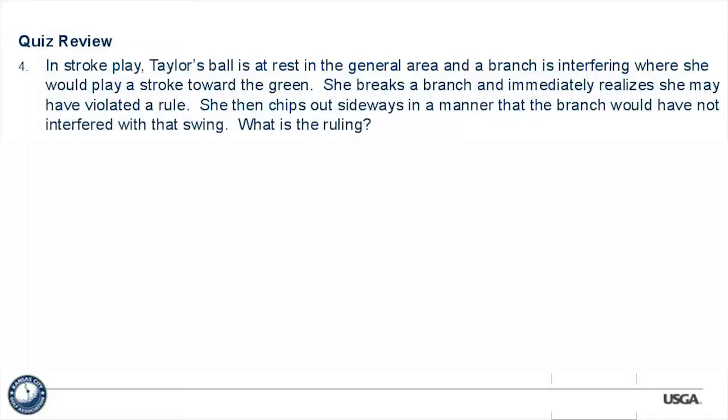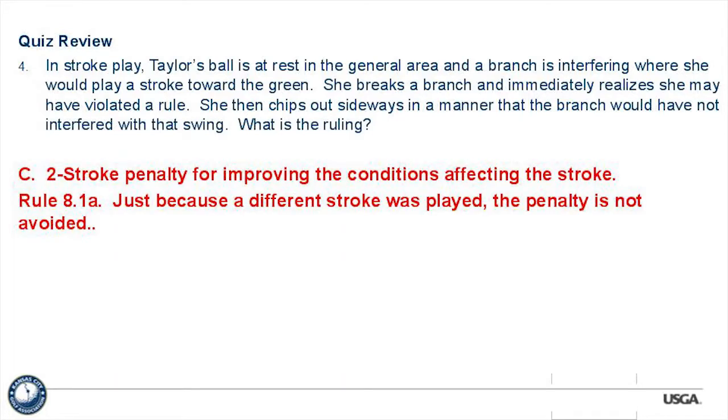Stroke play, Taylor's ball is at rest in the general area and a branch is interfering where she would play a stroke toward the green. She breaks that branch and immediately realizes she may have violated a rule. She then chips out sideways in a manner that the branch would not have interfered with that swing. What is the ruling? Is she penalized? Yes. Yeah. It's a 2-stroke penalty for improving the conditions affecting the stroke. Just because a different stroke was played after she broke the branch, the penalty cannot be avoided in that situation.